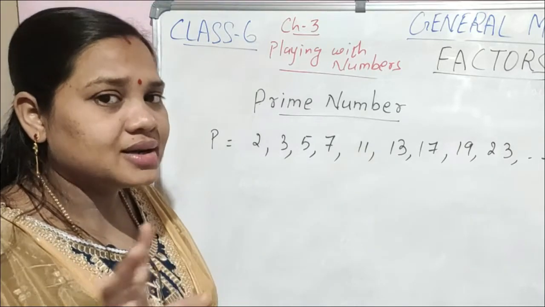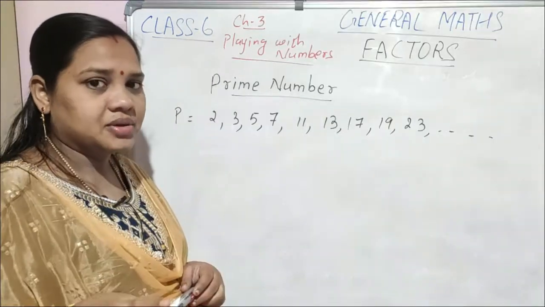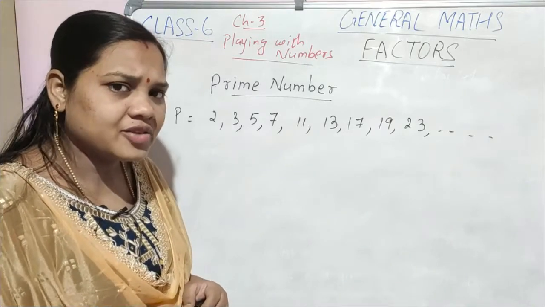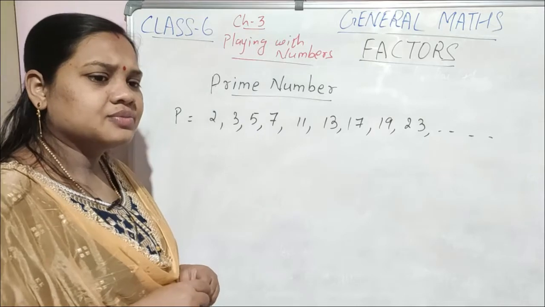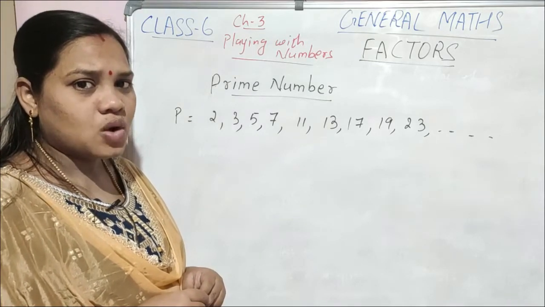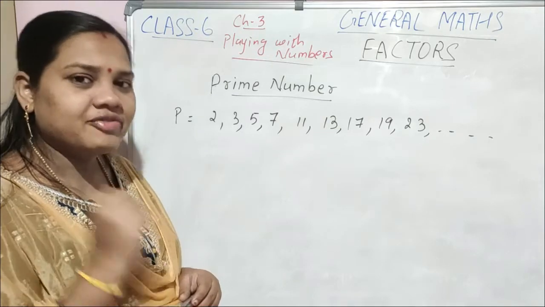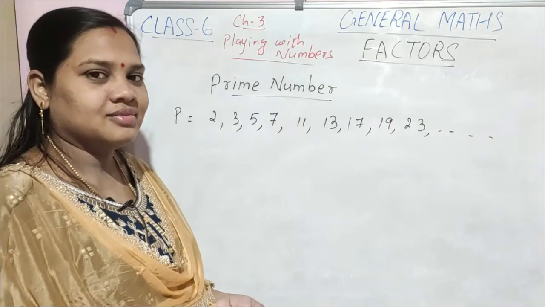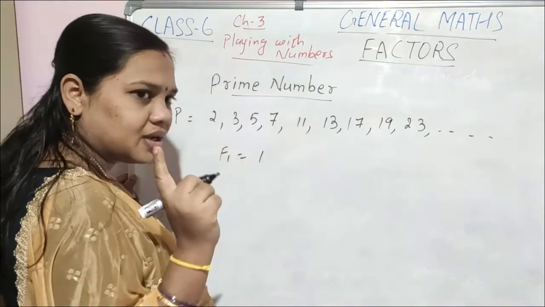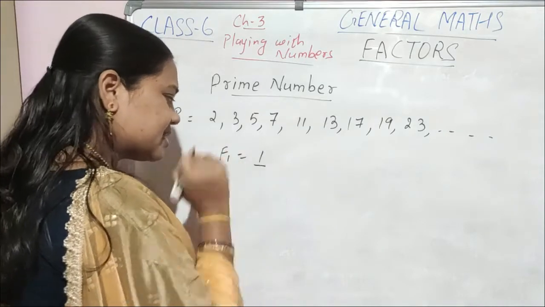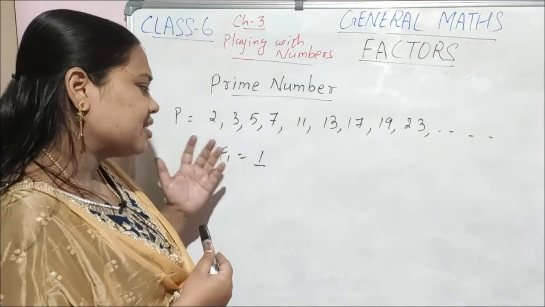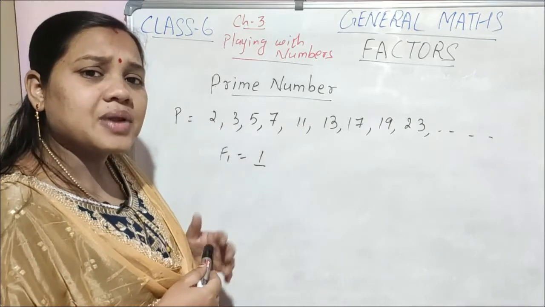1 is not a prime number. Remember, 1 is not a prime number. Why? How many factors are there for 1? Think. 1 has only one factor, that is 1. Factor of 1 is only 1. 1 itself is its factor. Only one factor is there. So if it has only one factor, how can it be a prime number?